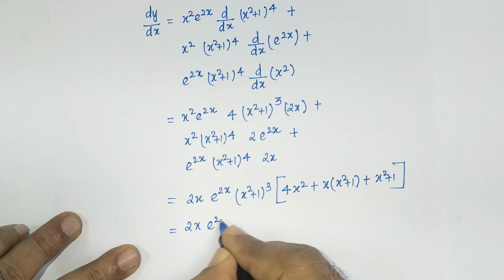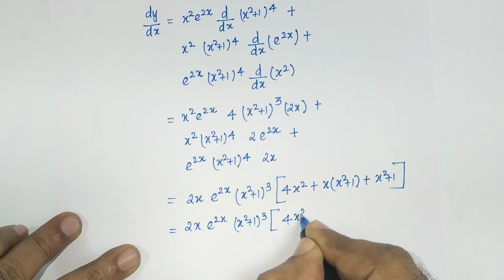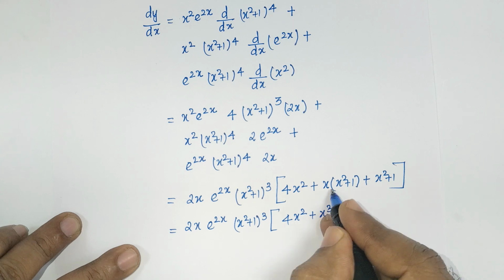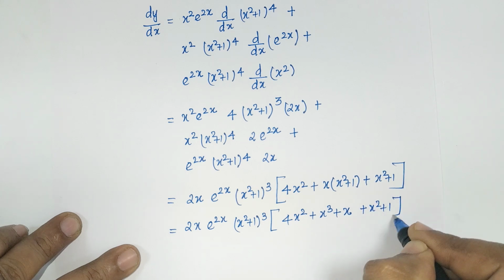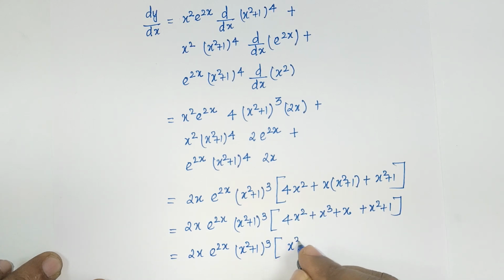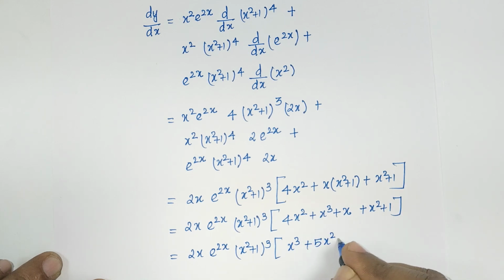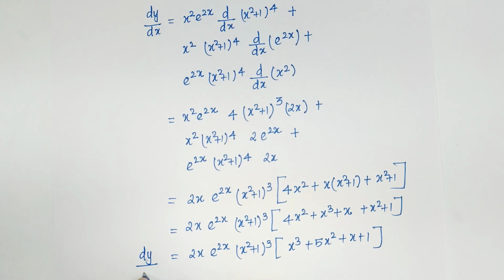2x e power 2x, (x square plus 1) whole cube. And simplify this: 4x square plus x into x square, x cube, plus x, 1 into x, plus x. And this one, x square plus 1, right? And simplify this, you will get 2x e power 2x and (x square plus 1) whole cube, and the first term x cube, second term 4x square plus 6 plus x square, we can write 5x square plus x plus 1. So this is our answer, dy by dx equal to this answer for differentiation, basic differentiation.